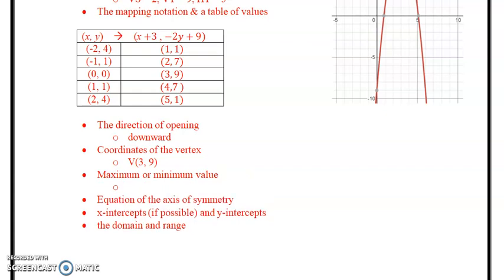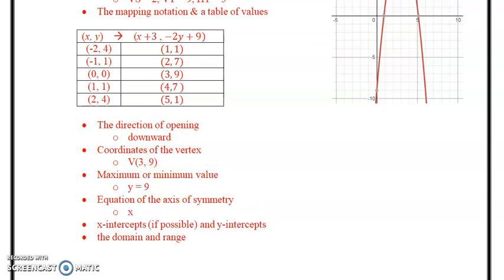Is it a minimum or maximum value? The maximum value, they're looking for the y value is equal to 9. So the maximum or minimum value, its coordinate, is asking for that. That's your 9 right here, so that's where the 9 comes in. Axis of symmetry, that's your x equals 3.